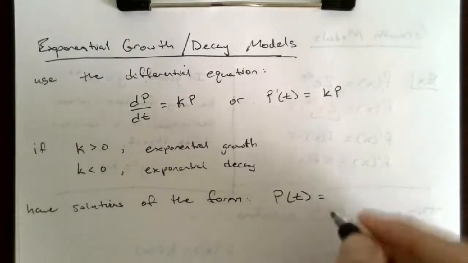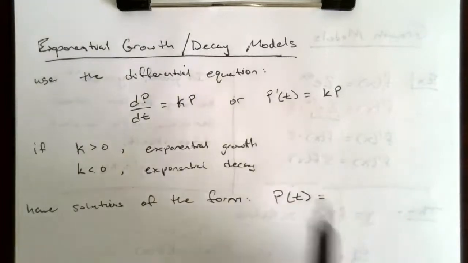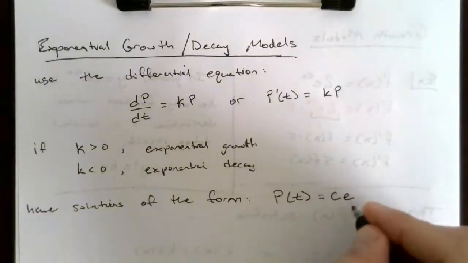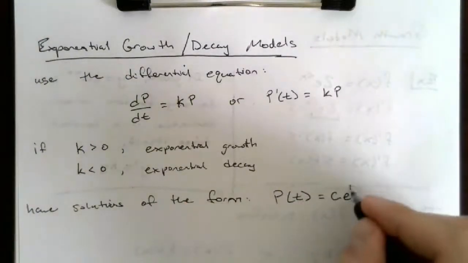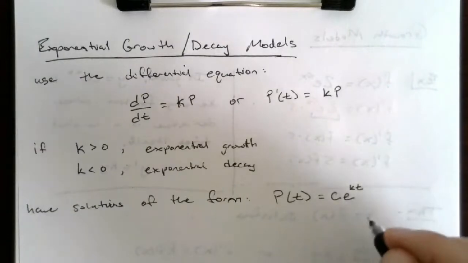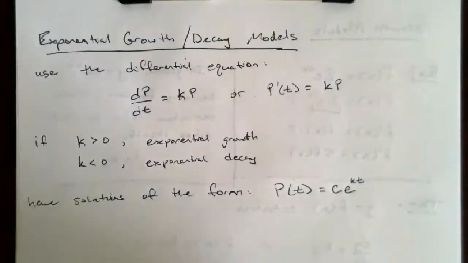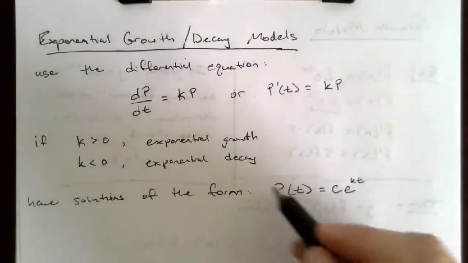P of t equals, now we just saw it on the previous page. So we know the name of the function is p, so it's p of t equals some constant c times e to the kt power. So it's what we just looked at. So they have solutions of the form this.